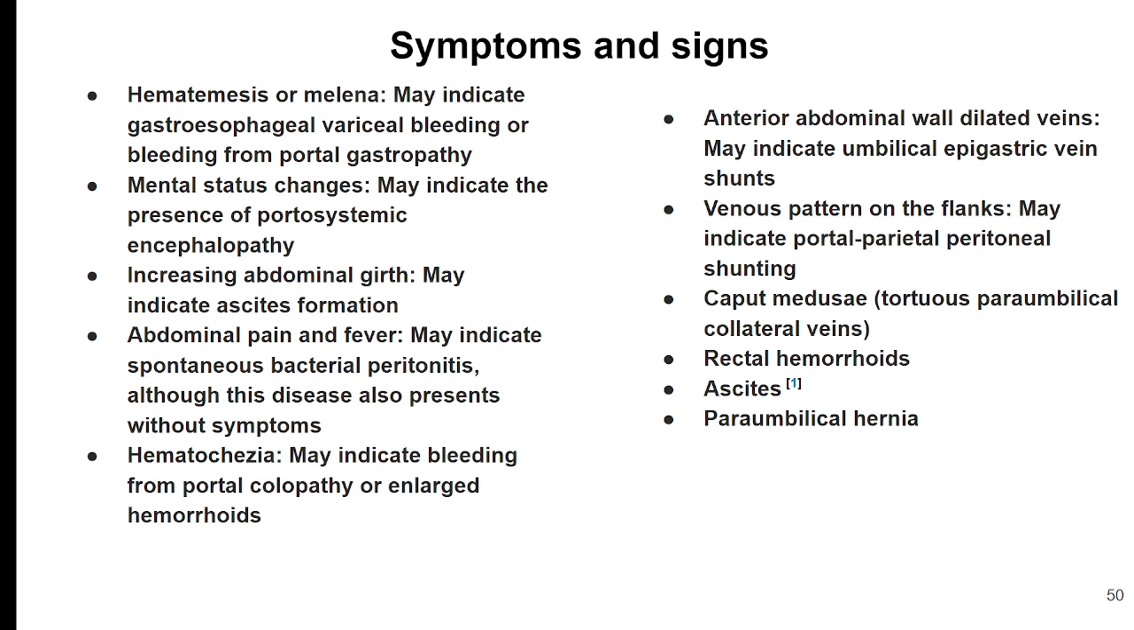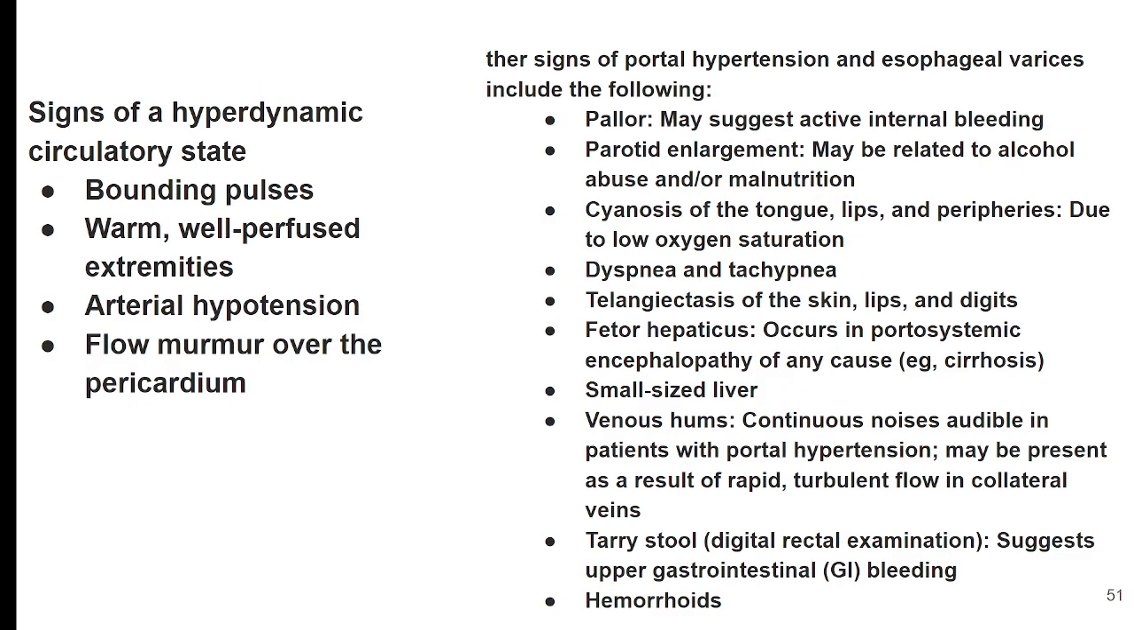Then abdominal girth is increased due to ascites formation, and pain and fever may also suggest inflammatory pathology like bacterial peritonitis, which could also be a complication of portal hypertension. And hematochezia is bleeding from the colon, where the stools are mixed with blood, which also could be a complication of portal hypertension, along with hemorrhoids. Then the other signs which I told you: dilatation of the vessels like the umbilical vessels, anterior abdominal wall dilated, and venous pattern in the flanks, where the vessels may also be dilated. Then caput medusae is the same, umbilical veins, hemorrhoids, ascites, paraumbilical hernia can also be a sign of the presence of portal hypertension.